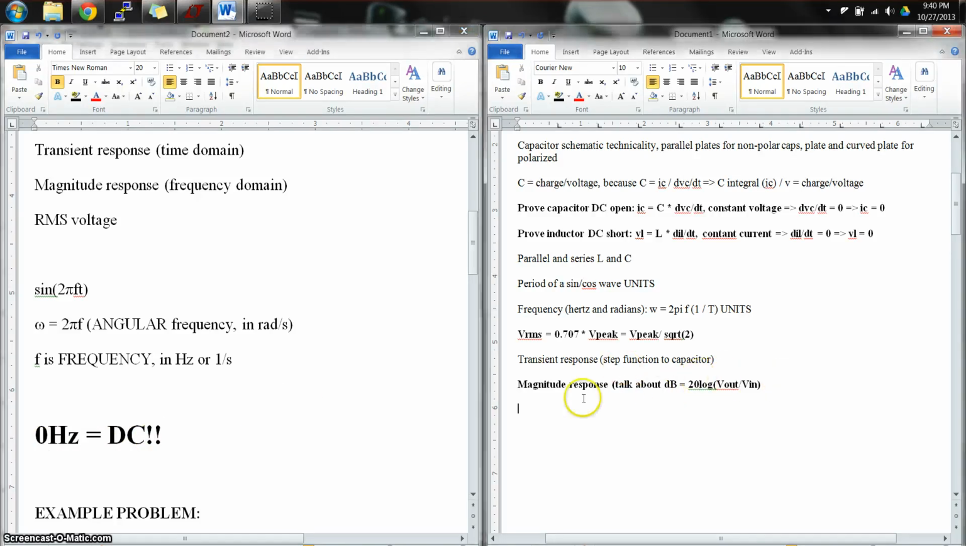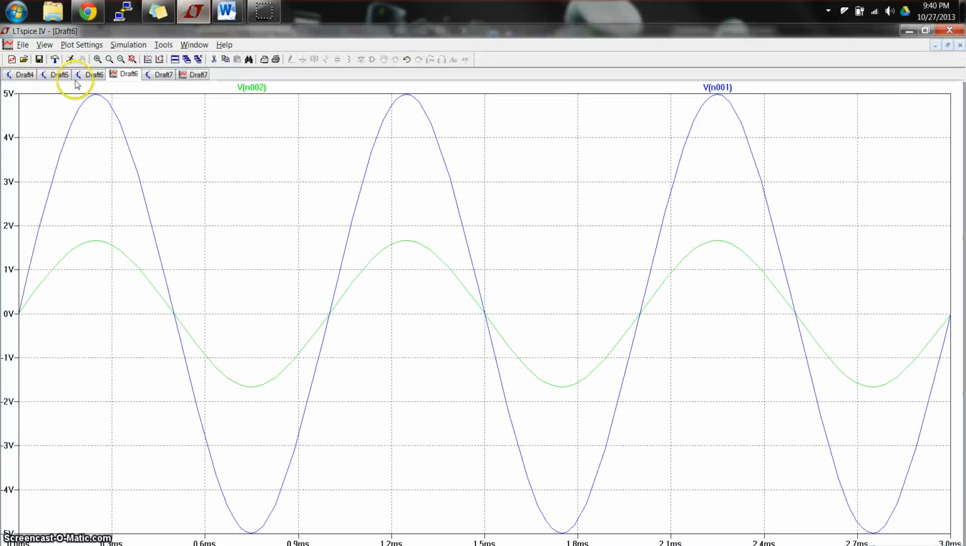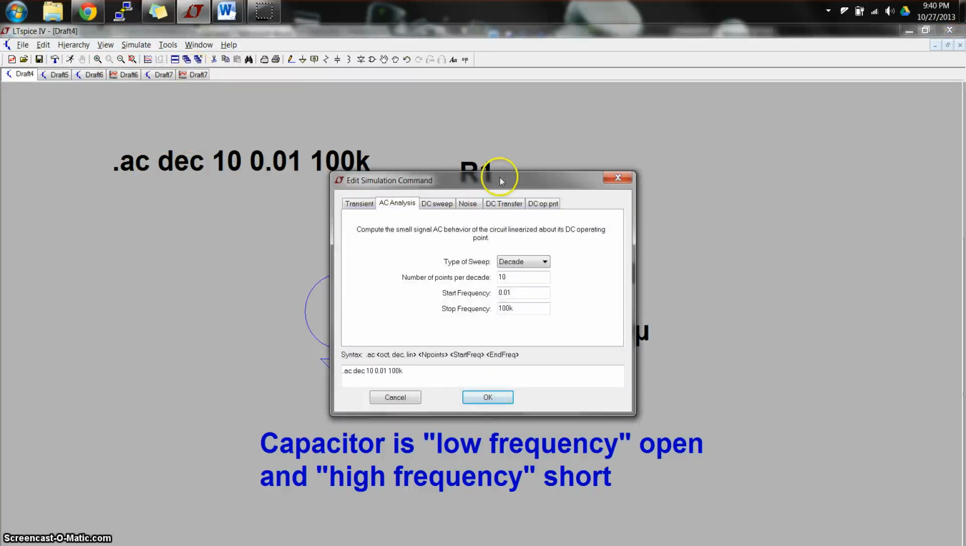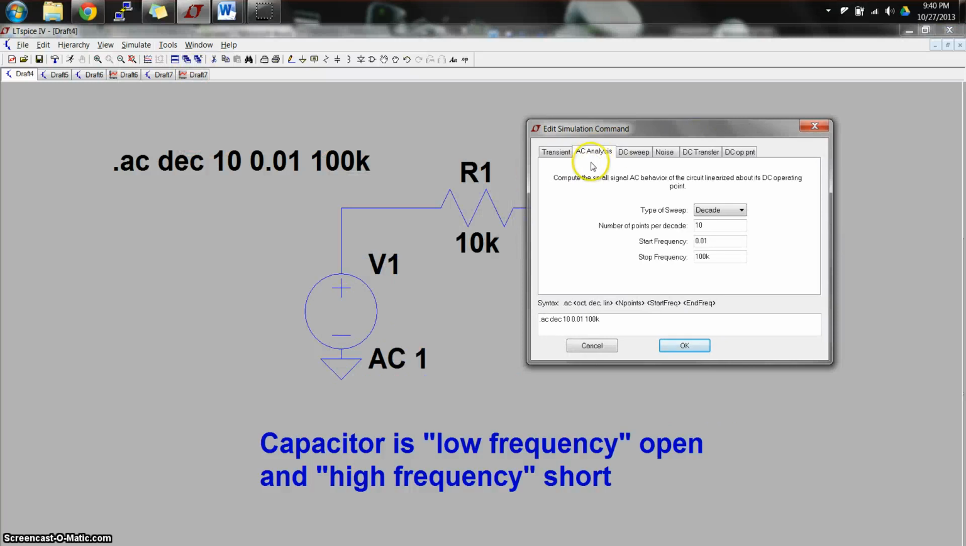So, magnitude response. I have a couple circuits here. The first one is a capacitor in series with a resistor. To do a magnitude response, I need to do an AC sweep. So if I go to Edit Simulation Command, you can see I have this AC analysis, so that's going to be an AC sweep.